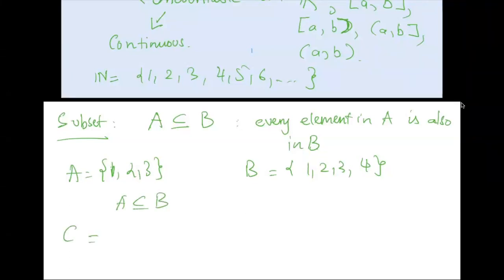But let's say you have a set C, like {2, 5}. You will go through each element in C. The first one I got is 2. Is it an element of B? Yes, it is. So I move on to the next one. Is this element in B? No, it is not. 5 is not in B. Therefore, C is not a subset of B.